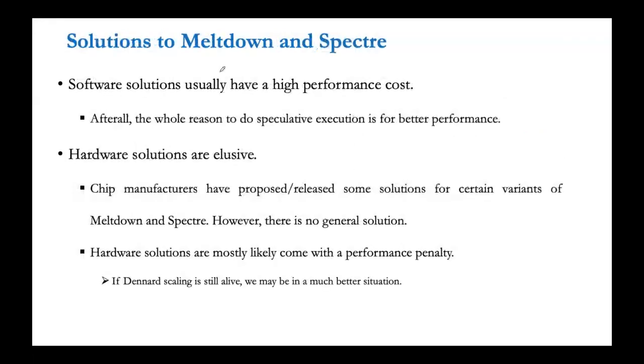So what are the best solutions for Meltdown and Spectre? A software solution usually has a high performance cost, but after all, the reason to do speculative execution is better performance. Some tools have been developed to check the security checks. Another solution is hardware solutions, which are elusive. The chip manufacturers have proposed or released some solutions for certain variants of Meltdown and Spectre, but there is no general solution provided by the chip manufacturers. Hardware solutions most likely come with a performance penalty.